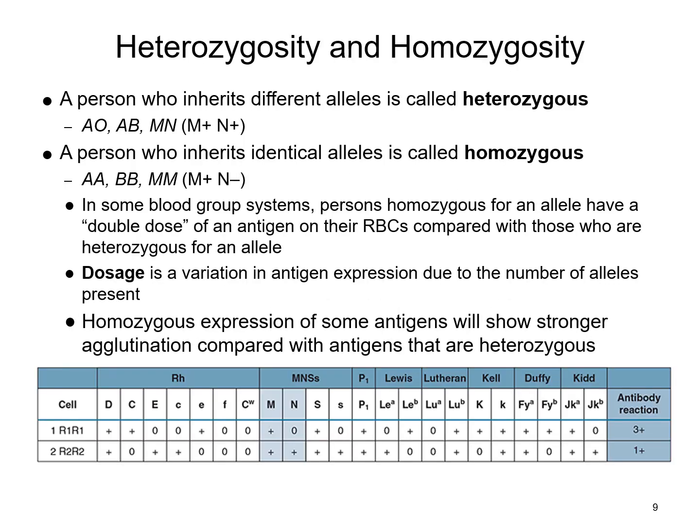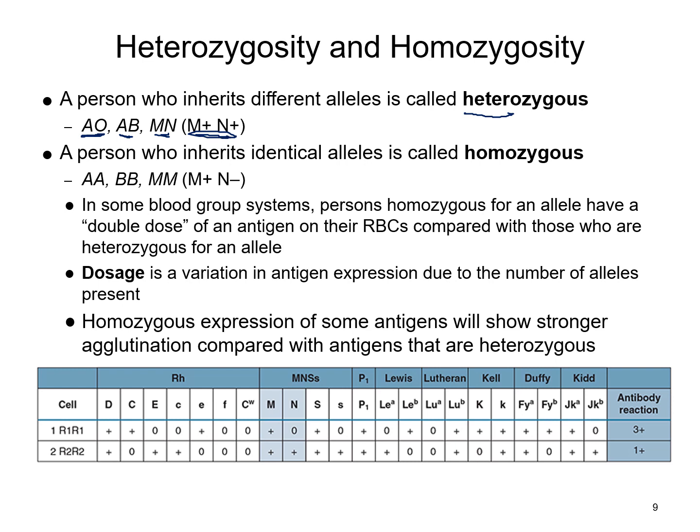Heterozygosity and homozygosity. If a person inherits different alleles, it is called hetero. Hetero, the root word here, just means different. So they inherit two different alleles. You can see in the examples here where this particular patient inherited the A and the O, this one the A and the B, the M and an N, which means that they have both traits for M and N.